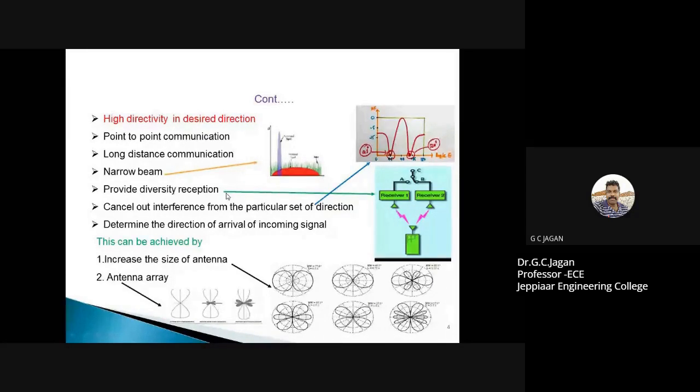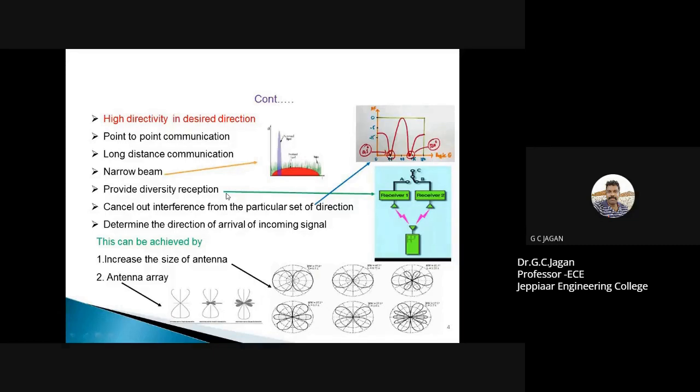So if you use multiple elements, there is a possibility of cancelling interference, right? It is also used to determine the direction of arrival of the incoming signal, like radar antennas. By using multiple elements arranged in a particular fashion, we can determine the direction of arrival of the incoming signal.